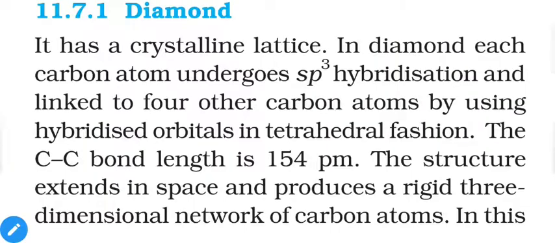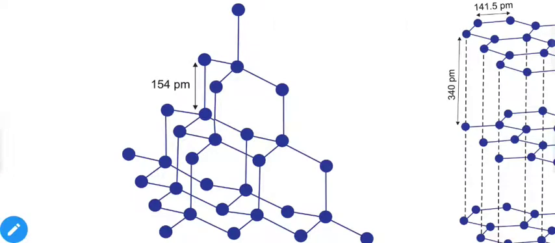All of the carbons in diamond are sp3 hybridized. That means each carbon is attached to 4 other carbons, and that's why all of the 4 carbons attached to the center carbon will be aligned tetrahedrally. So they create a 3D grid-like pattern as shown in this image.